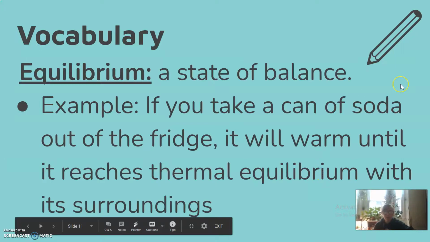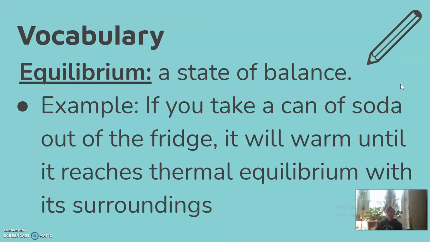All right, one last vocabulary word, equilibrium. Go ahead and say that out loud to yourself, equilibrium. So equilibrium means a state of balance, and this can be used in a lot of different contexts. We're going to use it to talk about thermal energy. When two things have reached the same temperature or the same amount of thermal energy, they are at thermal equilibrium, and that just means that they've reached the same temperature, basically.